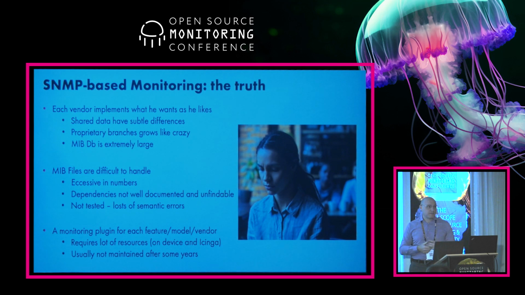As a result, obviously, the MIB files are not tested. They contain a lot of semantic errors, so it is a very difficult world to work with. And last thing, monitoring plugins. Because everything is not standard, you have a monitoring plugin for each feature of each model of each vendor. They are not optimized. They require a lot of computational power from both the Icinga side and the network device side, and they are not maintained. After some months, you can find them rusting and dusting in some GitHub branch. So it's a sorry land for brave people that usually become lonely people after some months.